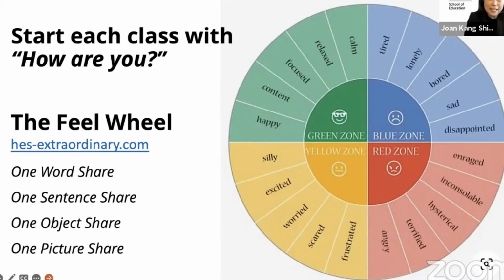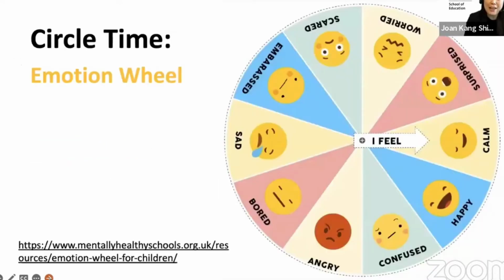You could even connect it to an object, right? So maybe I have my little turtle, right? And I could say, oh, I feel lonely, so I want to keep my turtle with me. All right, so you could talk about an object or even a picture to describe how you feel. Okay, this is a way to connect with your learners and see how they are. Now, maybe your learners don't know a lot of English yet, but they can connect with some emojis and you can help expand their use of English.